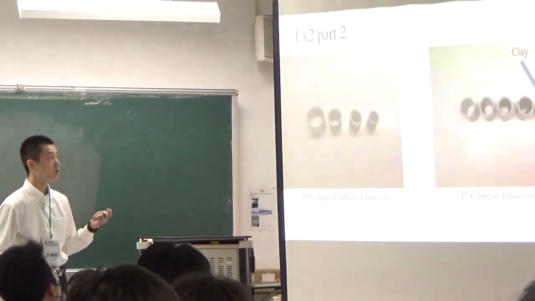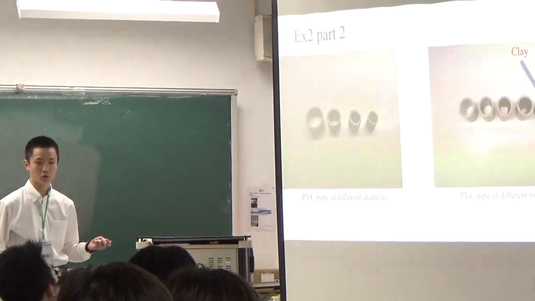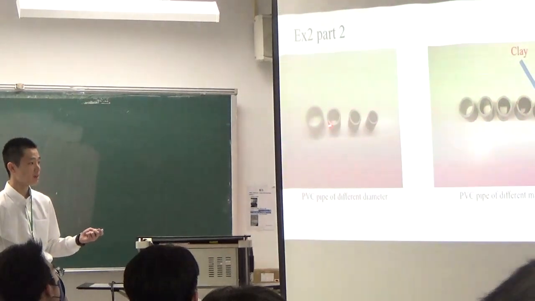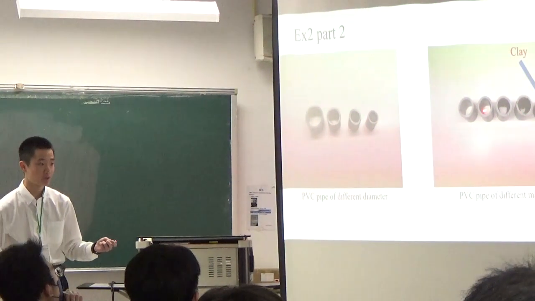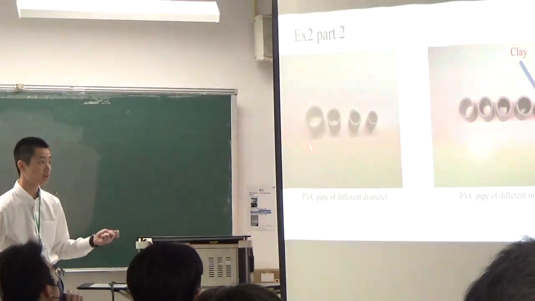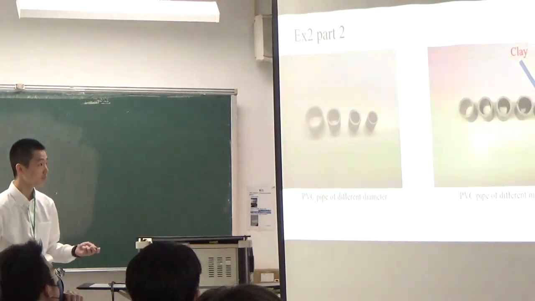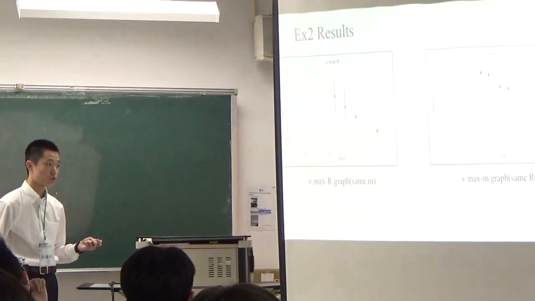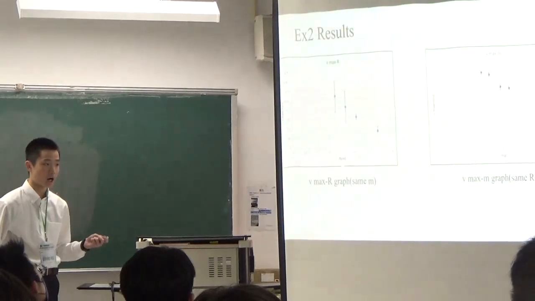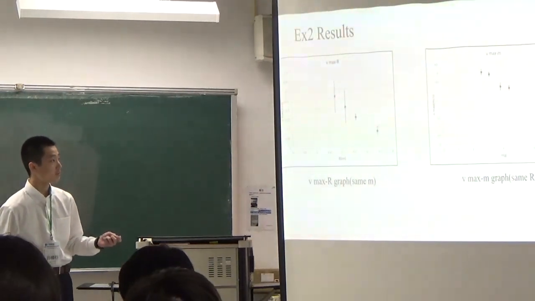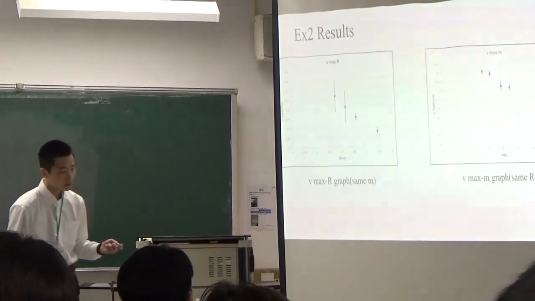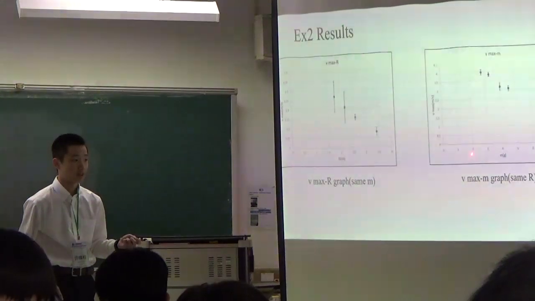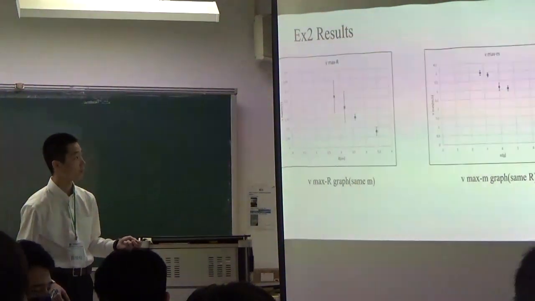The next part is part 2 of experiment 2. Because it's hard to change the ball's diameter and mass, I use PVC pipe instead. These are PVC pipes of different diameters, and these are PVC pipes of different mass. I use clay to fix the mass in this and change the mass in this. These are the results for experiment 2, part 2. The left picture shows the relationship between Vmax and R, and you can see if R is bigger, Vmax will be smaller. The right picture shows the relationship between Vmax and the mass. If the mass is bigger, Vmax will be smaller.